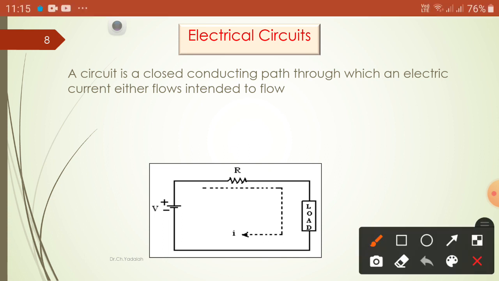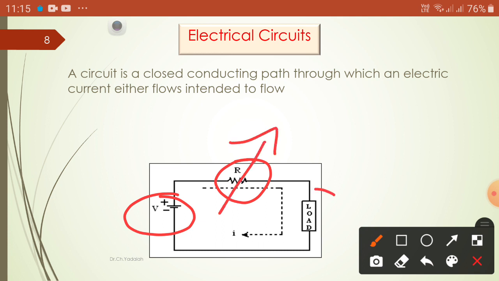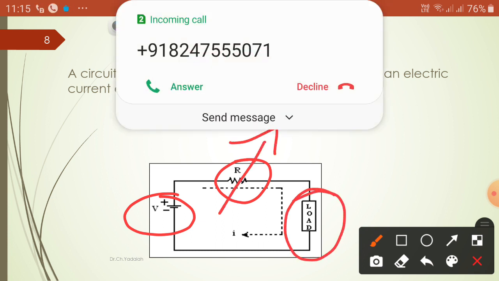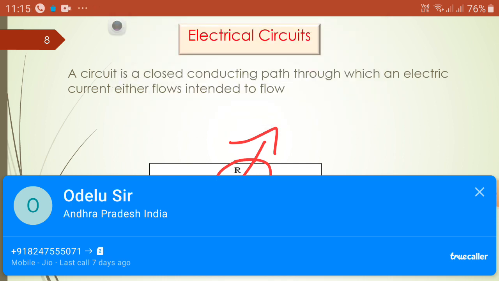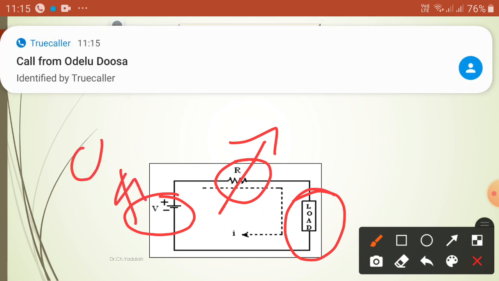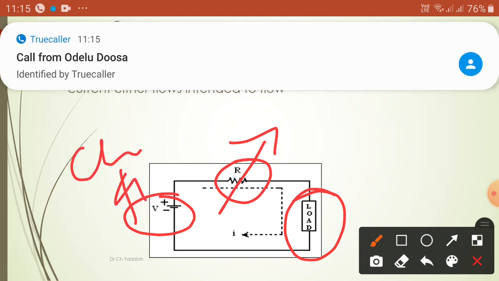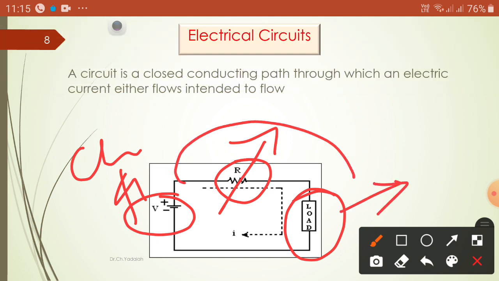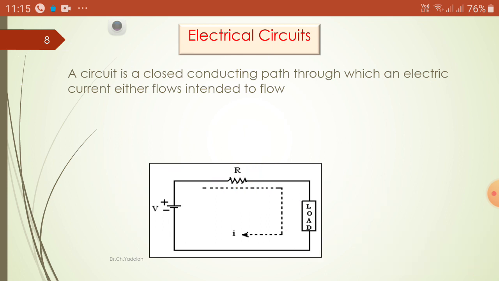Now you can see this is a closed one: the source, resistance, the controlling one, and this is a load. This load is supplied through the resistor controlling material. The source supplies the charge particles and the load takes the charge particles from the source through the controlling element. So this is the electric circuit.